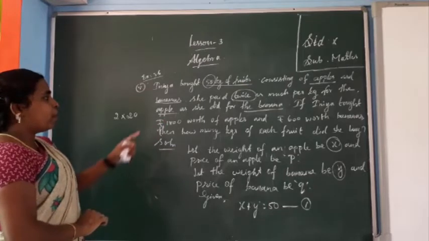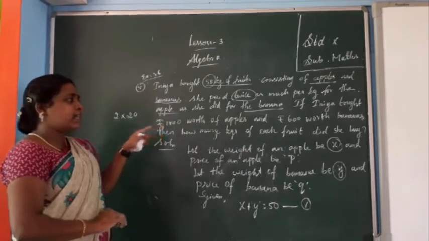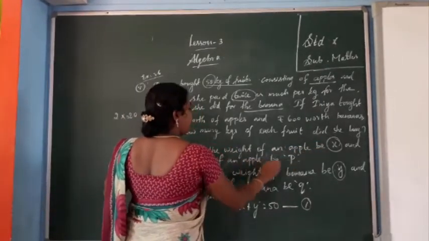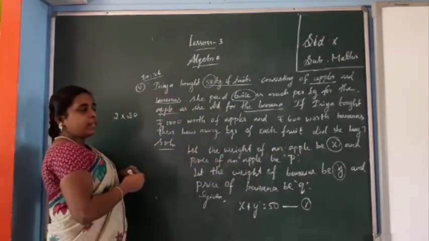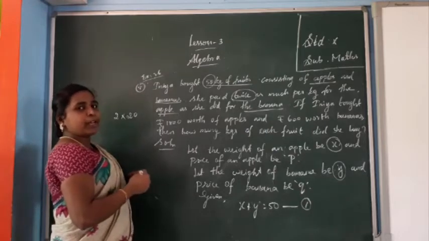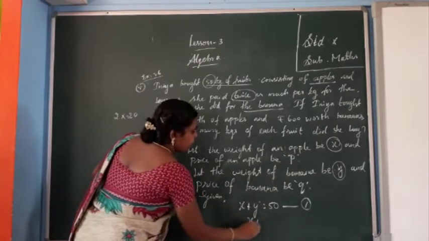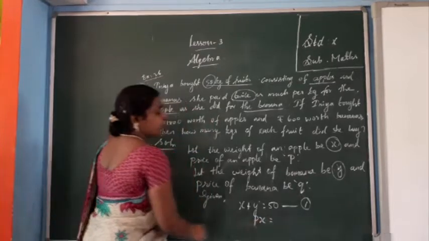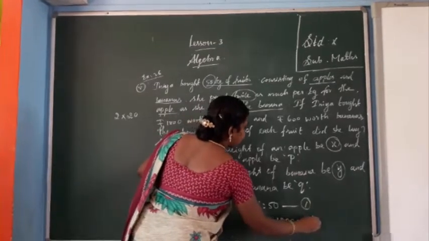So the total amount she paid for apple is 1800, isn't it? Actually the weight is X and the price is P. Suppose weight is 1, that means 1 into P, equal to 1800. Suppose X equal to 2, that means 2 into P. So weight into price: XP, or PX, where P is the value. So PX equal to 1800. This is equation 2.